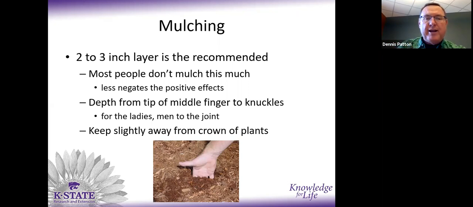And that 2 to 3 inch layer is from the tip of your finger to the knuckles. For ladies, it may be the joint. And also, we keep that mulch just slightly away from the crown of the plant.